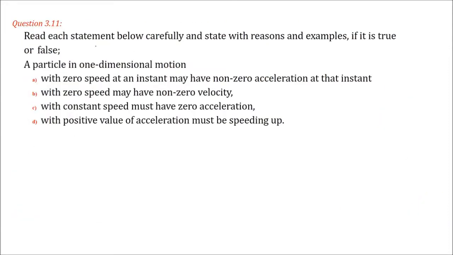Read each of the statements below carefully and state with reason and example if it is true or false. A particle in one-dimensional motion with zero speed at an instant may have non-zero acceleration at that instant. With zero speed may have non-zero velocity. With constant speed must have zero acceleration. With positive value of acceleration must be speeding up. So first one is true, second is false, then true, then false.